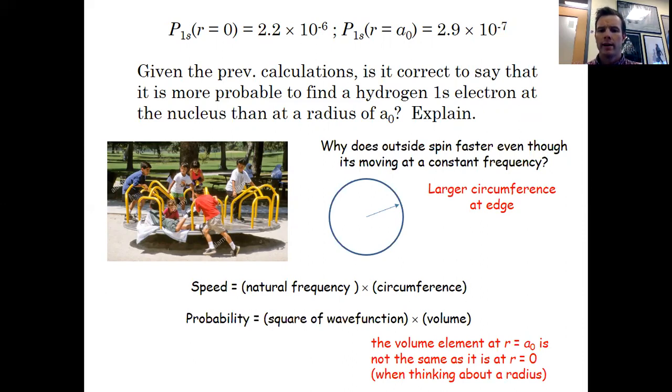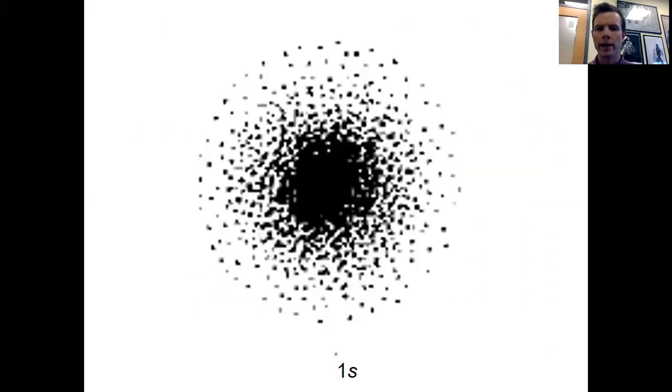Probabilities work the same way. Remember that the probability is equal to the square of the wave function times the volume element. And when I talk about a radius at r equals a naught, that volume element is not the same as at r equals 0. Right? Let me show you what I mean. Here's a 1s orbital. Okay. At the origin, there's just a little sphere. Right? But if I go out to r equals a naught, there are a whole bunch of possible spaces.